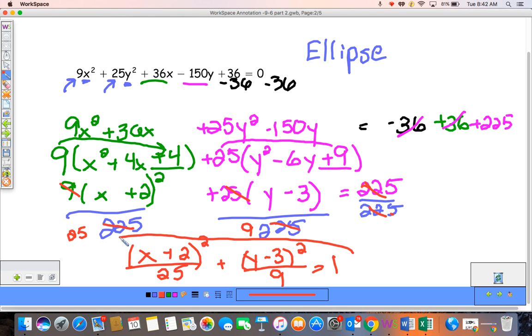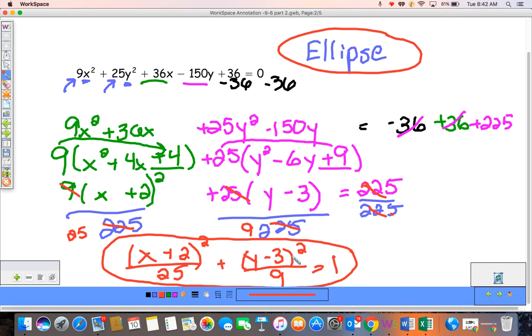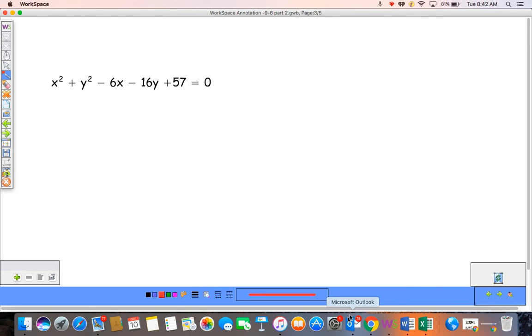Okay, here's our standard form for our equation. And we know it's an ellipse. So those are the two things we're looking for: what kind of conic it is, and then we just put it in standard form, which means complete the squares. Okay, let's take a look at this one.